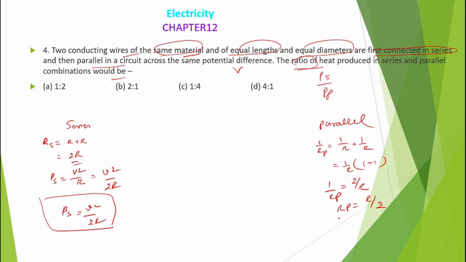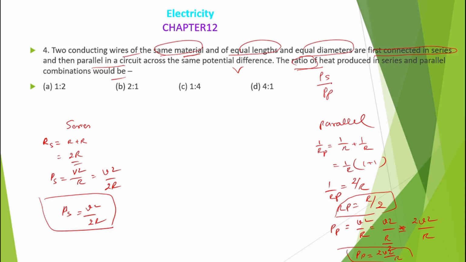Okay, RP, resistance in parallel, you got. Now you calculate P in parallel, which is equal to V square by R. R we got as R by 2. So that means V square divided by R by 2. If you simplify this, you will get 2V square divided by R. That means PP you got is 2V square by R.